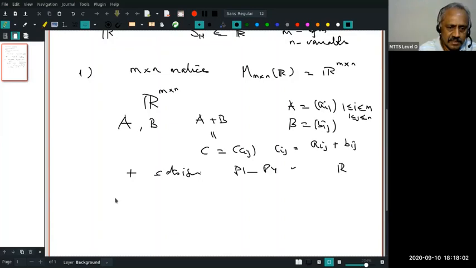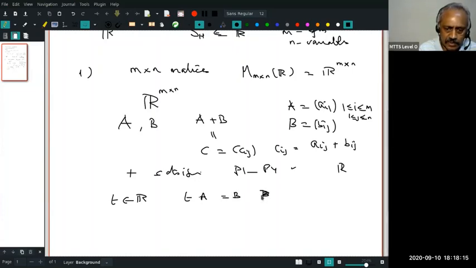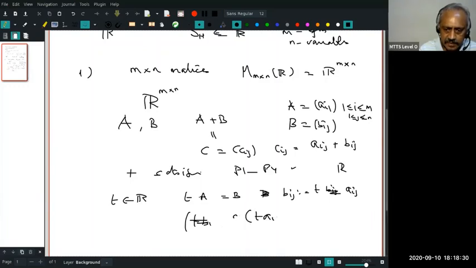The next is the so-called scalar multiplication. Let t be a real number. Then t dot A must be a matrix. To know this matrix, I have to tell you what is the ijth entry. Call this matrix B. Then I have to tell you the ijth entry of B. This is nothing other than t into aij. That's it. Therefore, this matrix is (t aij), if A is (aij).